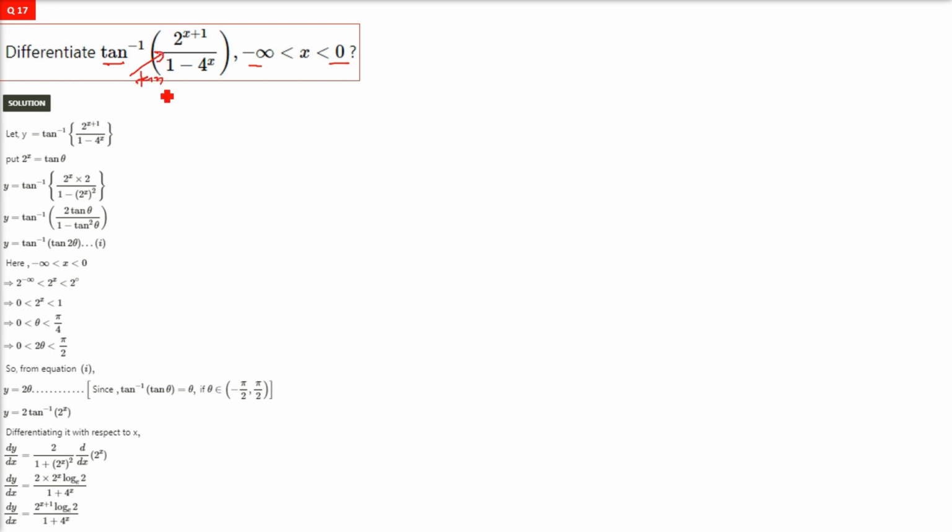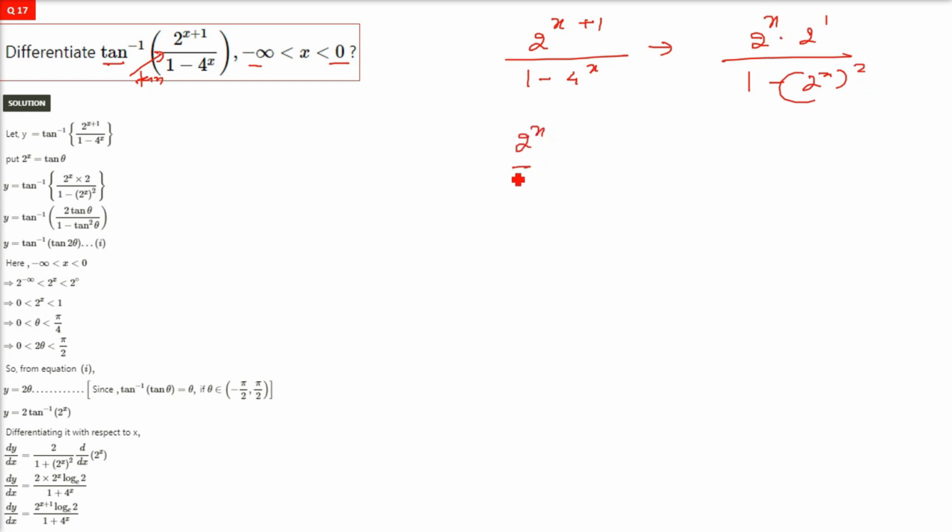So what we have to do is turn this into something tan, so that we can cancel tan inverse and tan. So 2 raised to x plus 1 divided by 1 minus 4 to the power x. This 2 raised to x plus 1, we can write as 2 raised to x into 2 raised to 1. And 1 minus 4 raised to x, you can always write as 1 minus 2 to the power x whole square. Now let us take 2 to the power x as tan theta. When you take 2 to the power x as tan theta, what do you get?